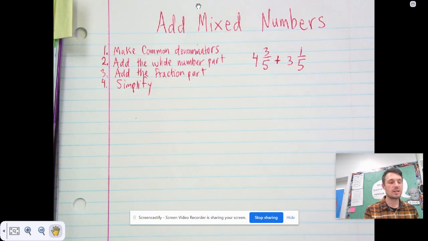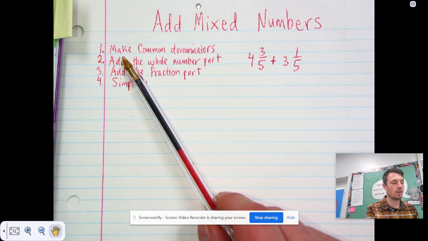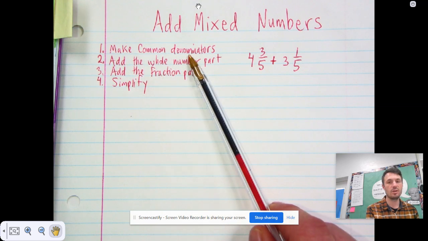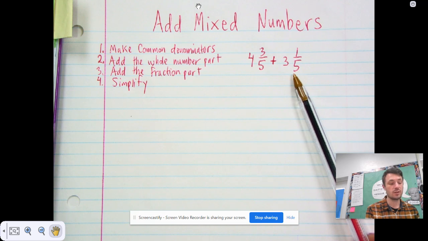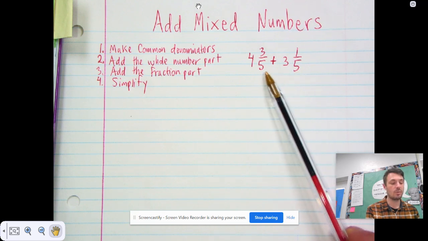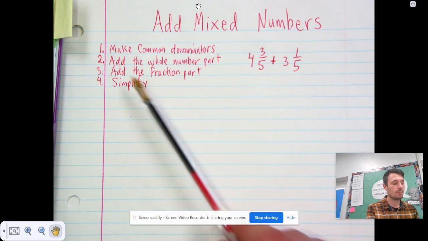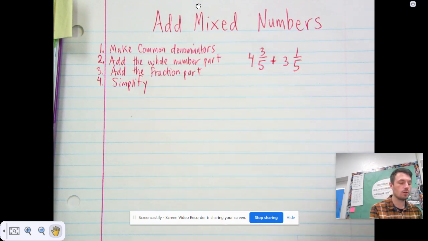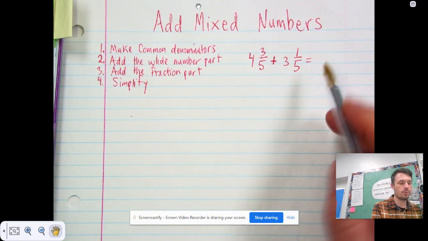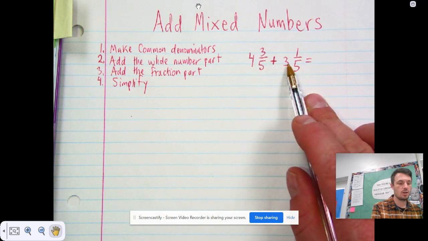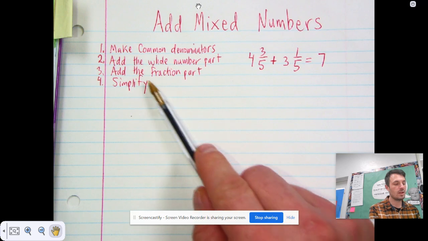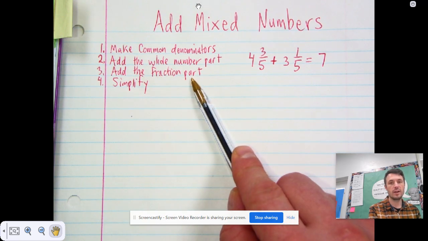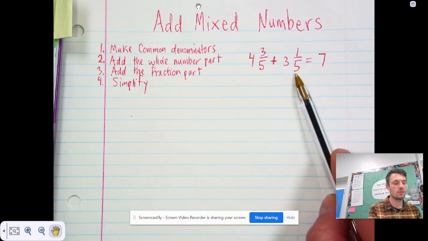Now, in this example, we don't have to do step 1, which is make common denominators, because 3/5 and 1/5 are already like fractions. So they already have the same denominator, which is 5. Step 2 is add the whole number part. So the whole number part is 4 plus 3, and 4 plus 3 is 7. Step 3 is add the fraction part. So the next thing we do is we add 3/5 to 1/5.